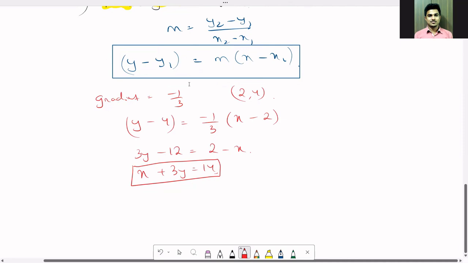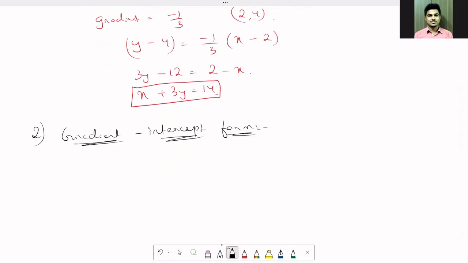Then there is also the gradient intercept form. Using this gradient intercept form, I can say that the equation of the line will look like y is equal to mx plus c, where this m is the slope and this c is your y-intercept. Okay, please remember this is your y-intercept and not your x-intercept. So that was the gradient intercept form, wherein I have been given a gradient and an intercept, and that intercept is the y-intercept.